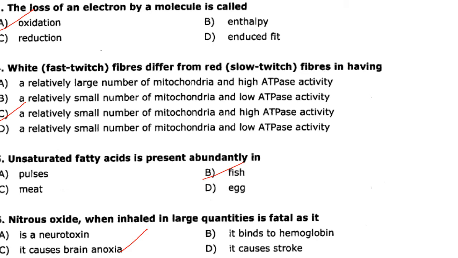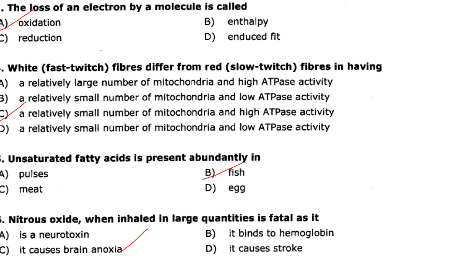Then white, fast twitch fibers differ from the red, slow twitch fibers in having. So these are the muscle fibers, and white and red fibers differ from each other by having a relatively small number of mitochondria and high ATPase activity. So white fibers have relatively small number of mitochondria and high ATPase activity. So answer is option C. Unsaturated fatty acid is present abundantly in. It is present abundantly in fish.